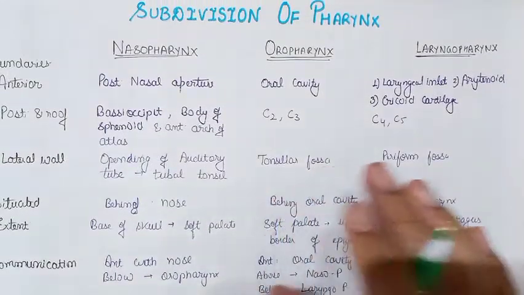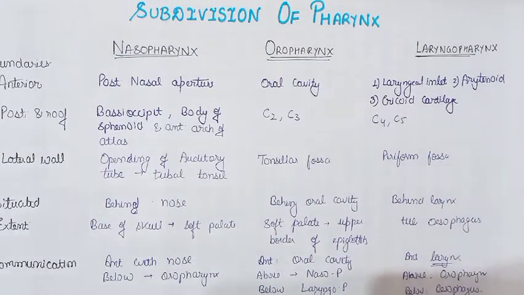So like that we completed the discussion about the three subdivisions of the pharynx, that is the nasopharynx, oropharynx and the laryngopharynx. In the next video we will continue further with the topic of the pharynx.